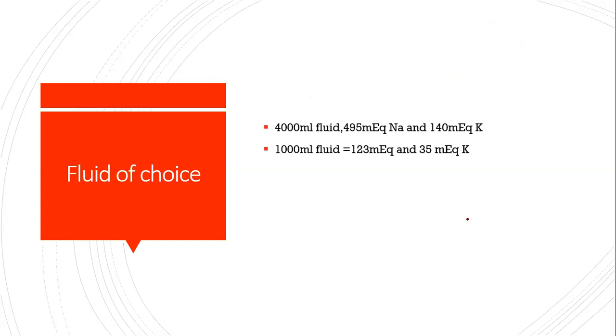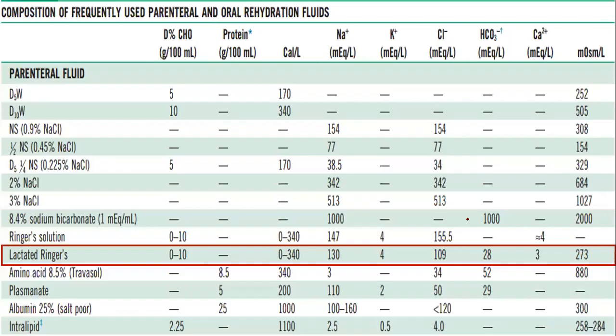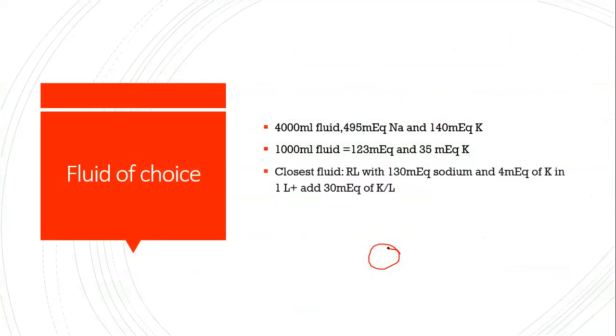What will be there in a 1000 ml fluid? Because you need to select your fluid. It has approximately 123 milliequivalents of sodium and 35 milliequivalents of potassium. The ideal fluid or the closest fluid that you can get will be your RL, lactated Ringer's. Note that this also has potassium in it. So RL with 130 milliequivalents of sodium and 4 milliequivalents of potassium. Extra 30 milliequivalents of potassium you need to add because you want a total of 35 milliequivalents of potassium. Isn't it so? Okay. So you are going to give this at a rate of 4000 divided by 48, which will be 83 ml per hour.